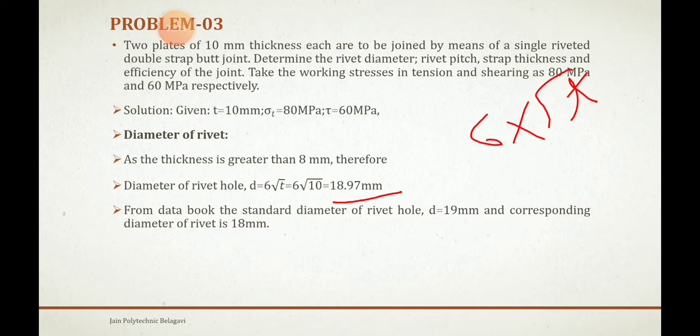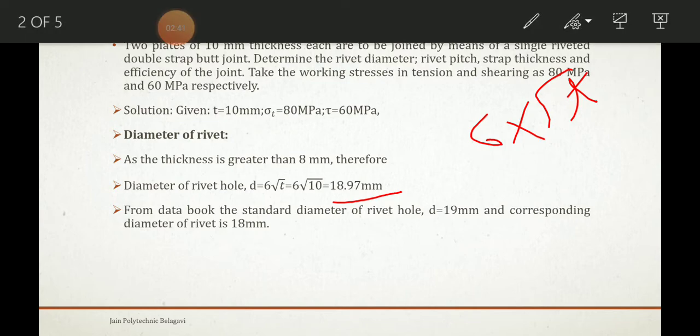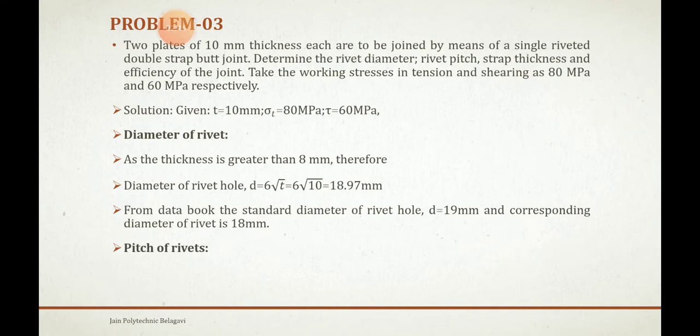Now you cannot take it directly. There are some standard rivet holes available and you have to select from the data handbook. So the standard diameter of the rivet hole is equal to 19 from the data handbook, and the corresponding diameter of the rivet is 18, which is one less than that of the rivet hole. Next, we'll go for finding out the pitch of the rivet.